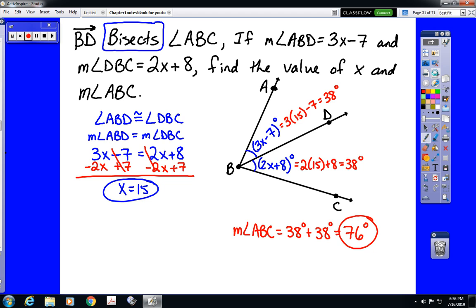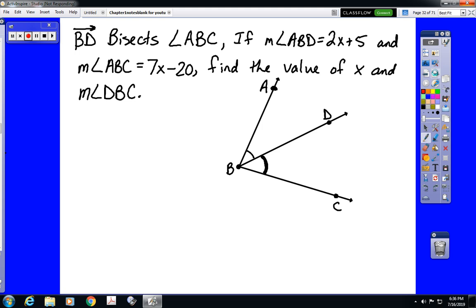Let's do another one. Alright, ray BD bisects angle ABC. If ABD is 2x plus 5 degrees and angle ABC is 7x minus 20, find the value of x and the measure of angle DBC.